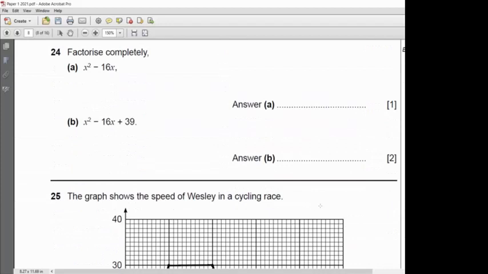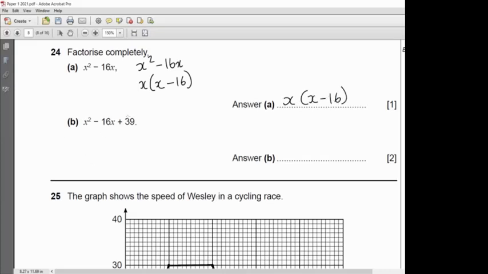Number 24, factorize completely. We have x squared minus 16x. You can see that x is a common factor, so we can take the x out. X squared divided by x is x. And then negative 16x divided by x is negative 16. And inside the brackets, there isn't anything else you can factor out. So this is factorized completely.